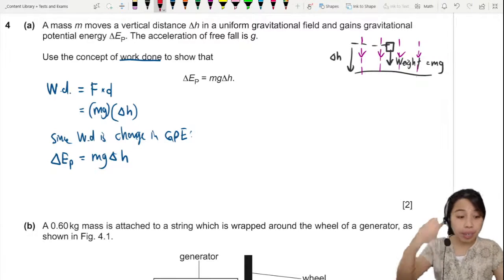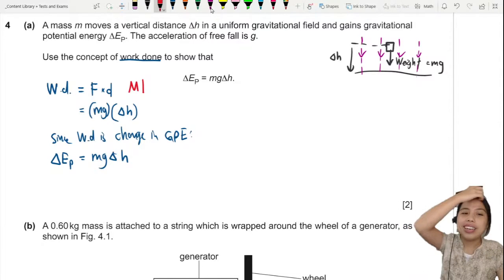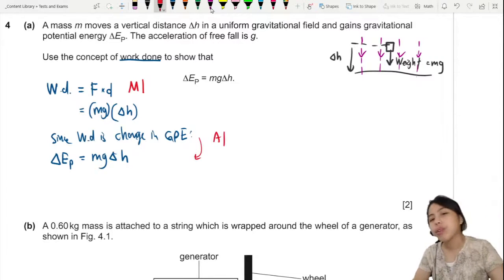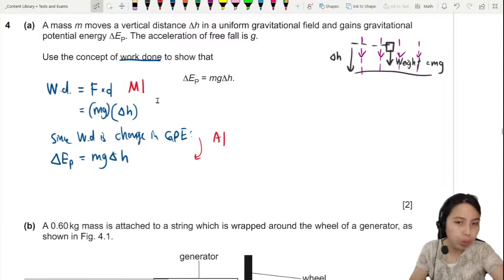Okay, so if you write down somewhere what work done is, and then you show that work done is changing GPE and you get to this conclusion, that's A1. So most of the energy equations, you can derive from work done. Make sure you know how to do that.